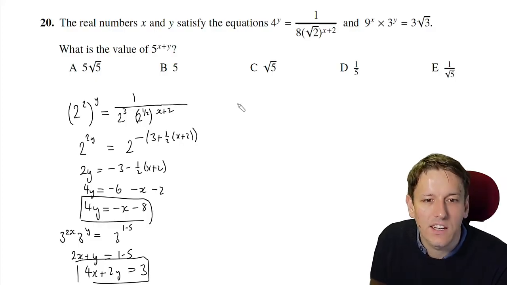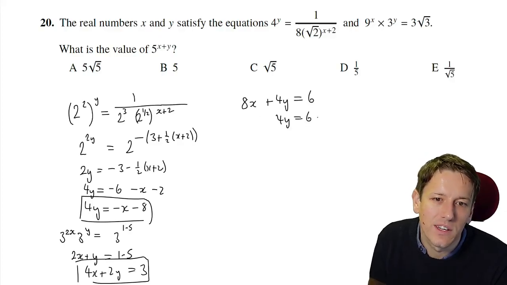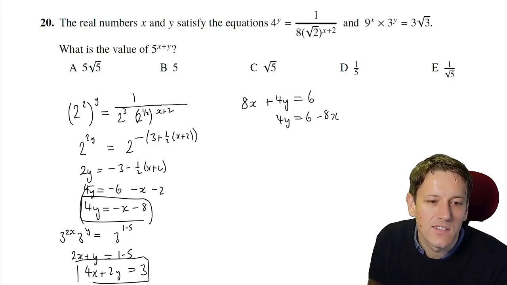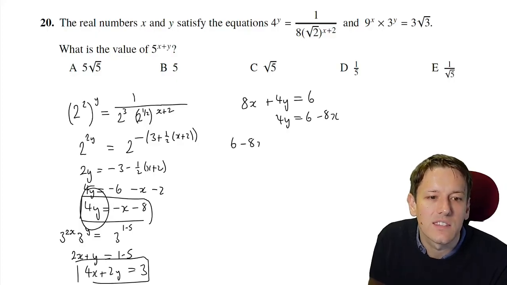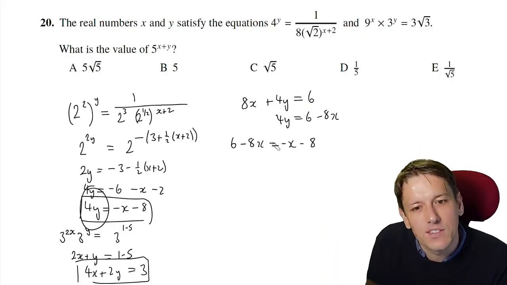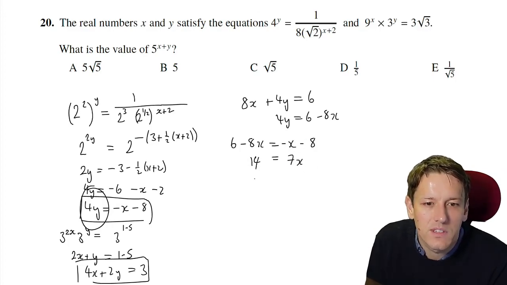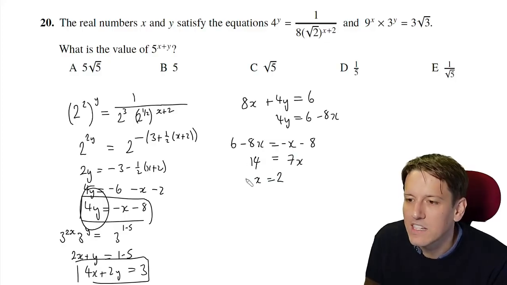If we take the second one and double it, then we've got 8x plus 4y is equal to 6. So 4y is equal to 6 minus 8x. If I substitute that in here, I get 6 minus 8x equals minus 8 minus x. But you can solve the simultaneous equations however you want here. I'm assuming, again, that's something you know how to do. So if I add the 8x to both sides, I get 7x, and add the 8 to both sides, I get 14. So I get x equals 2.